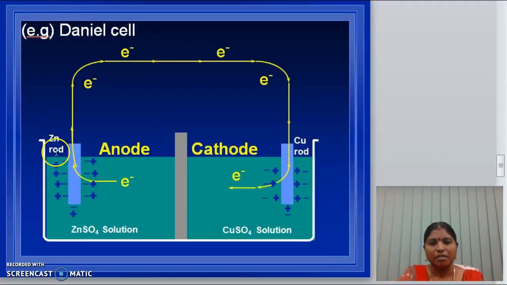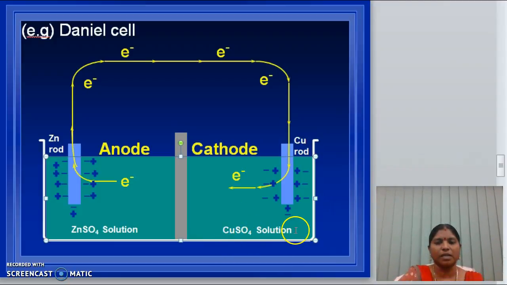where a zinc rod is dipped in zinc sulfate solution and a copper rod is dipped in copper sulfate solution. Here the zinc rod consists of Zn2+ ions and 2 electrons. Similarly, the copper rod consists of Cu2+ ions and 2 electrons. And the zinc sulfate solution consists of Zn2+ and SO4 2- ions. Similarly, the copper sulfate solution consists of Cu2+ ions and SO4 2- ions.